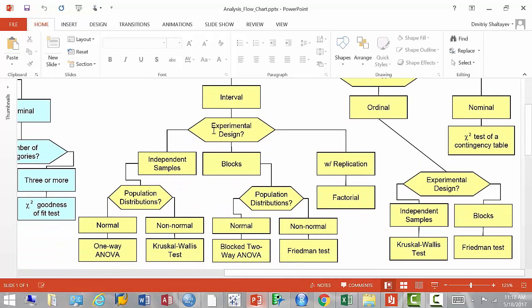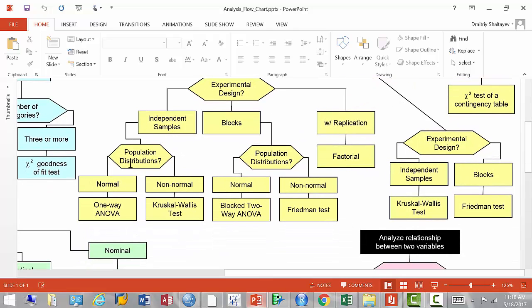Next one says, experimental design. What do we have? Independent samples or something else? We just discussed that we are dealing with independently collected samples, right? CT1, a bunch of stores. CT2, a different bunch of stores. There is nothing that links these columns.